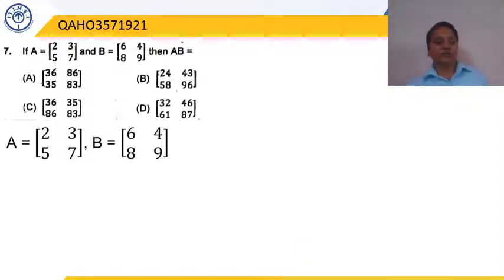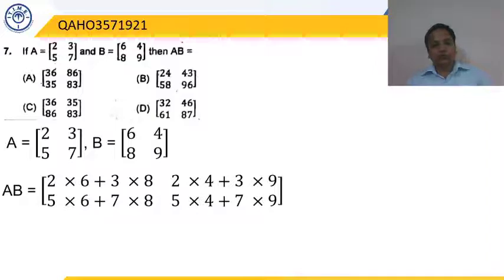It says A is 2 3, 5 7 and B is 6 4, 8 9. Now the first row of A is 2 3 and the first column of B is 6 8. So these two will be multiplied together to get the first row, first element of the resultant matrix AB. 2 multiplied by 6, 2 into 6 becomes 12, plus 3 into 8, 3 into 8 becomes 24. Then the first row of the A matrix is multiplied with the corresponding elements of the second column of B. It gives 2 into 4, that is 8, plus 3 into 9, that is 27.